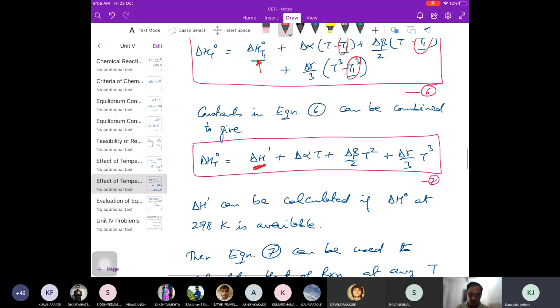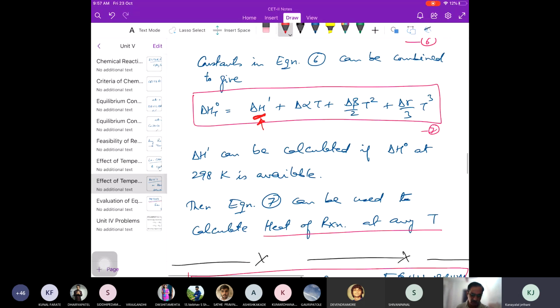So now if you look at equation 7, you need to find this constant. So for this, if you have one value of delta H at T, 0, that means if we know it at 298, we can find out the value of delta H prime, right? And this is normally available, so we can find out the value of delta H prime from one value of delta H at T, 0 and then use it to find delta H at any temperature. It may be 500, it may be 600 Kelvin, 700 Kelvin, whatever the temperature is. You can find the heat of reaction at any temperature once you know this delta H prime.